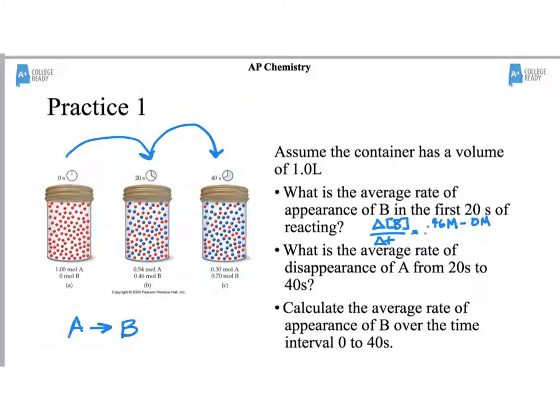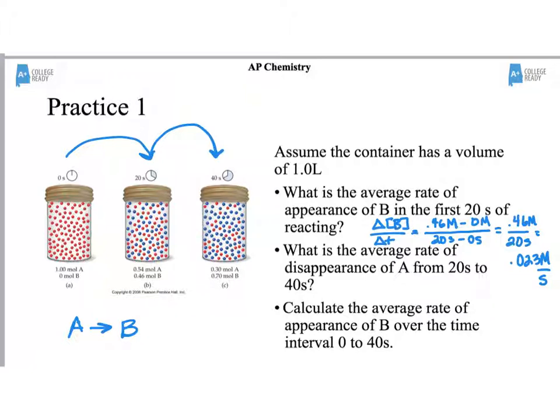And what is the change in time? Well, it was 20 seconds minus 0 seconds. So that gives us 0.46 molar divided by 20 seconds. And so all we do is 0.46 divided by 20, and that gives us 0.023 molar per second. And that is our rate over the first part of the reaction.